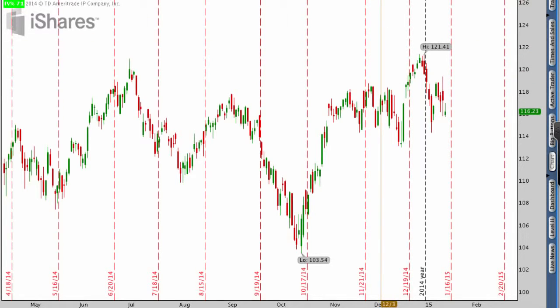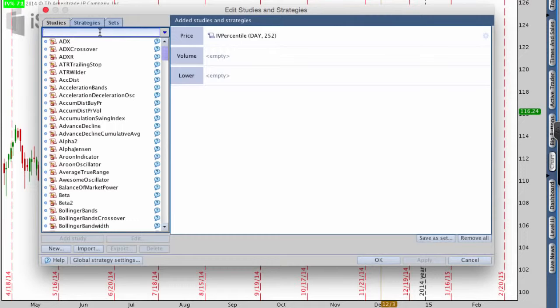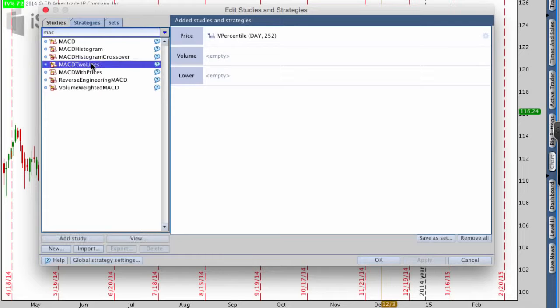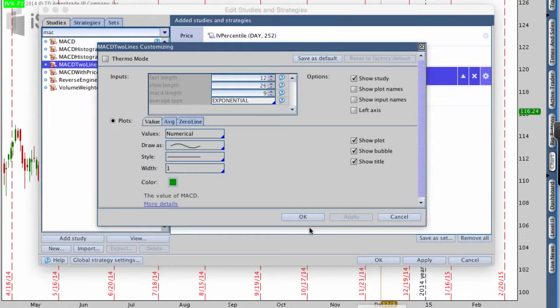So what I want to do first is go up to where it says studies, and I want to edit studies. You can see there are no studies on here right now, but I'm going to add a study. On the left, I'm just going to search for the first one, which is MACD. I want to use MACD 2 lines. There's a bunch of different ones you can use: histogram, crossover, 2 lines, just regular MACD, but I like to use 2 lines. Inside MACD, you can see there are a couple of different settings. The first setting I want to change is the fast length, right here, which is currently at 12. I want to change that to 15. So that's the first change I'm going to make.